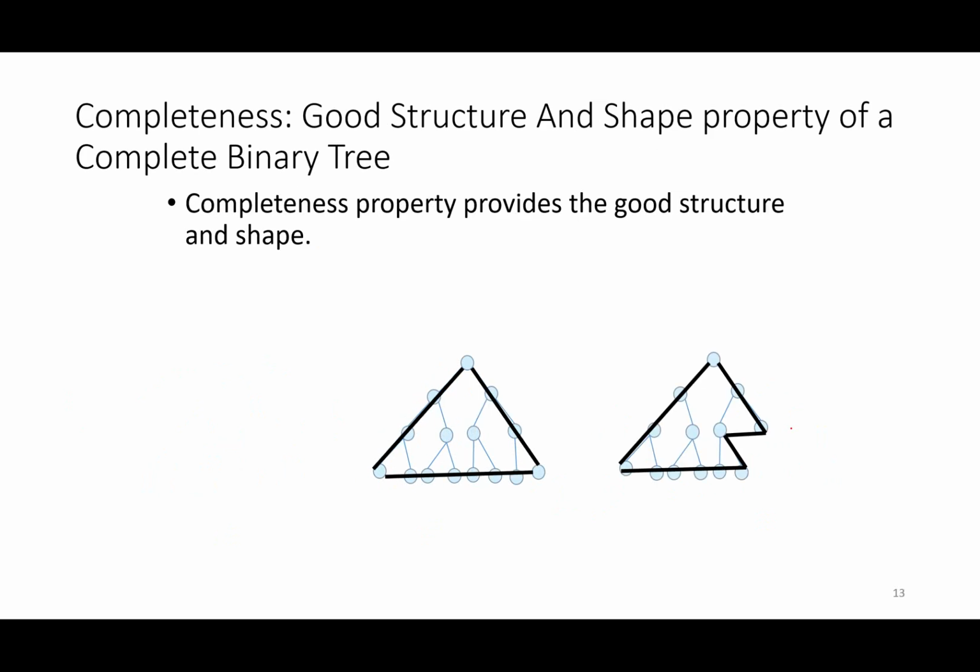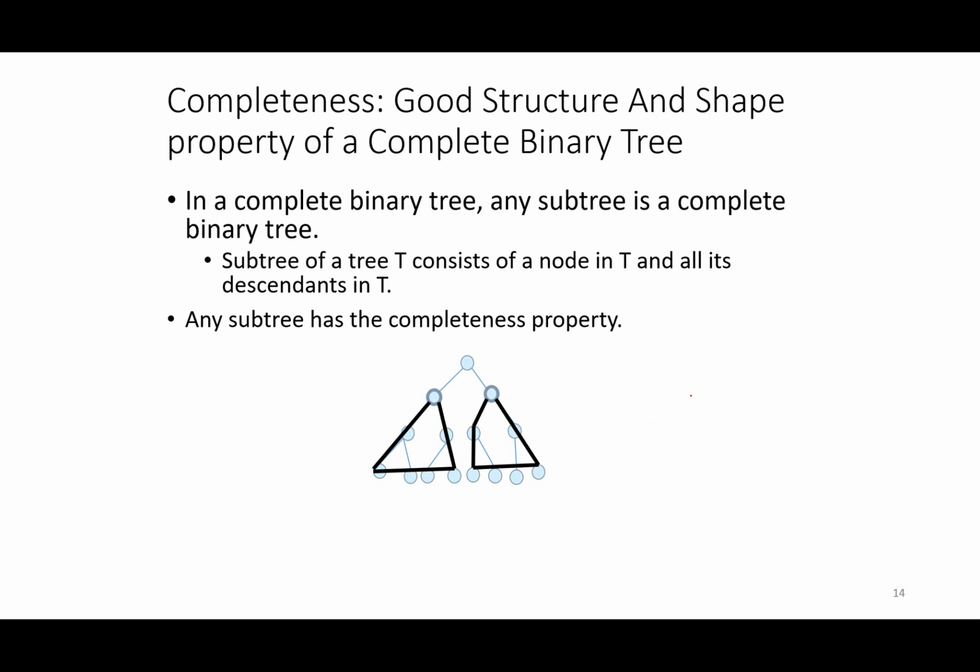Completeness is a good structure and shape property of a complete binary tree. The completeness property provides good structure and shape, right? And also the interesting thing is that this completeness follows the recursive definition. In a complete binary tree, any subtree is also a complete binary tree. A subtree of a tree T consists of a node in T and all its descendants in T. Any subtree has the completeness property.